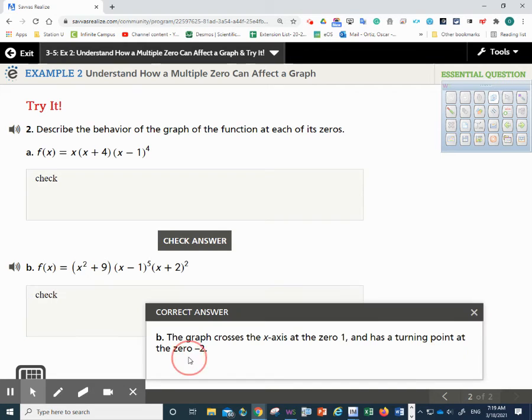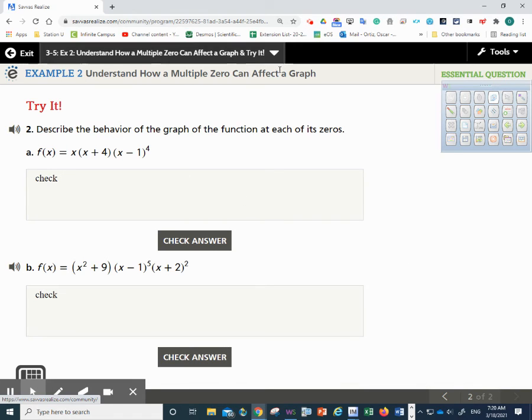So when we're here, the graph crosses where it is right here, at the 0, 1. So right here, and has a turning point at the 0, -2. So this is even, this is odd, right? This here is not any real number, because remember, x squared plus 9 can never be negative. So only if x takes like complex number. So this is not going to be represented in the graph, but there will be 2 real zeros the function has.